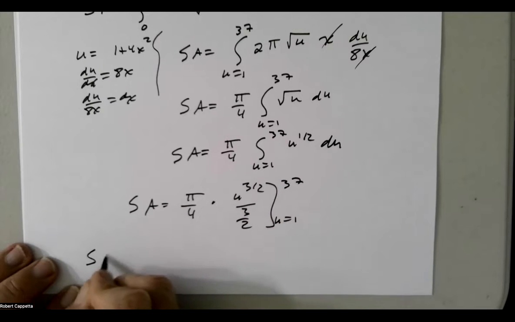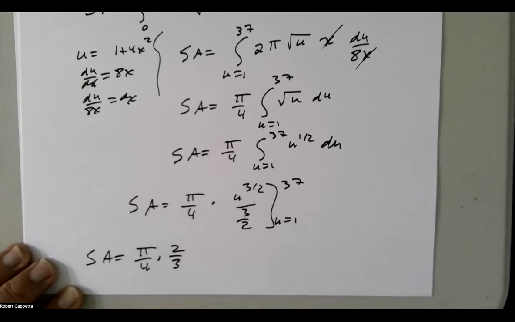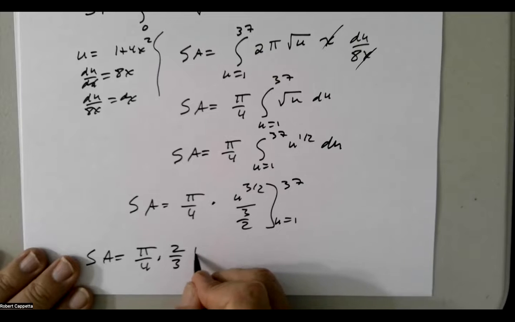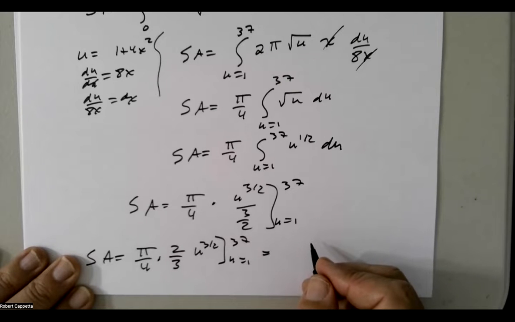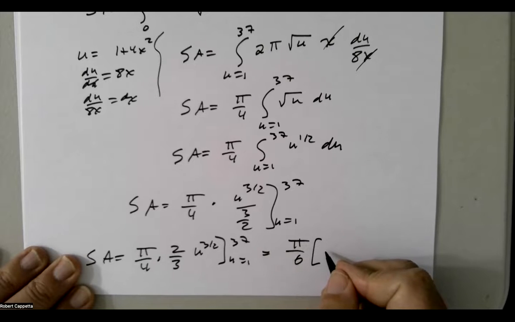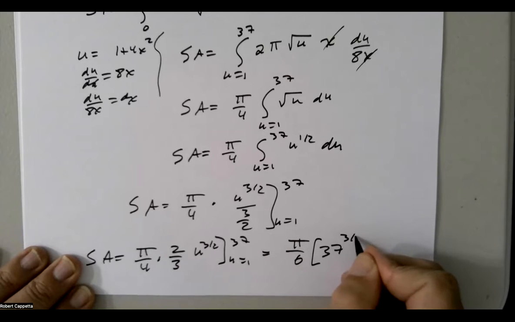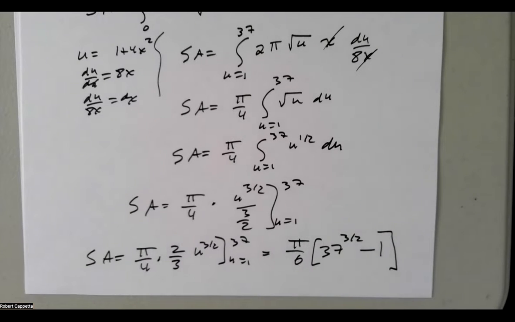Does that give me surface area is pi over 4 times 2 over 3? Dividing by 3/2 is the same as multiplying by 2/3, times u to the 3/2 as u goes from 1 to 37, which is 2/12 of pi, or 1/6 of pi, or pi over 6. 37 to the 3/2 minus 1 to the 3/2. Or 37 times the square root of 37. That's what I should have said. And we get that answer.